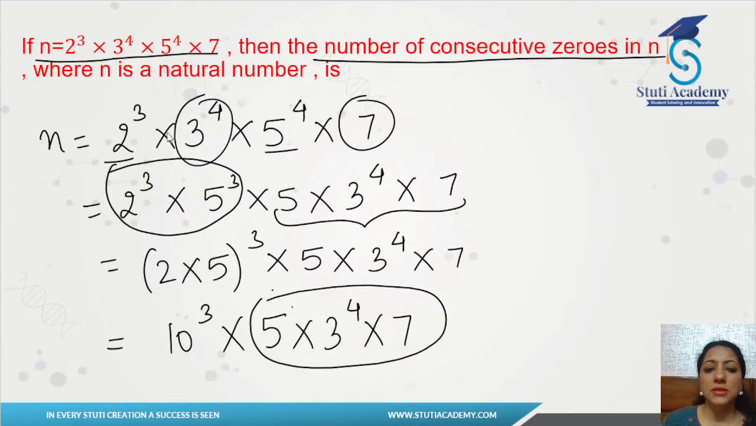I hope you've all understood this. We've just combined this 2 cube and 5 cube. This 5 raised to 4, we have written as 5 cube into 5. And then we've combined these two. 2 into 5 will give us 10. So here we have 10 into 10 into 10. That's 10 cube. This 10 cube is going to give us 3 zeros in the end. So that is how we are going to get the number of consecutive zeros. We have 3 consecutive zeros in this natural number n. Have you all understood, children?